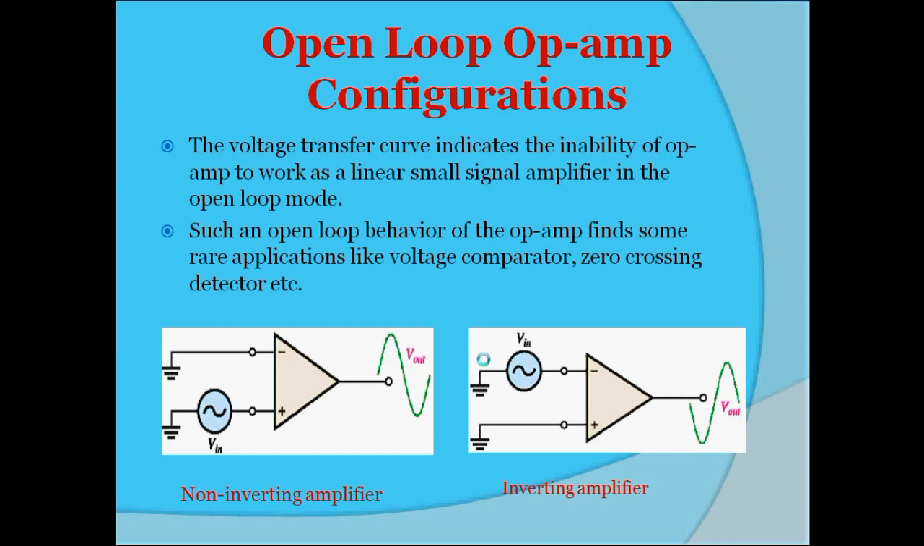We know what the voltage transfer curve indicates: the inability of the op-amp to work as a linear small signal amplifier in the open loop mode. Such open loop behavior of the op-amp finds only some rare applications like voltage comparators and zero crossing detectors. Only such rare applications we can perform with the help of open loop configurations of the op-amp. So we'll see how this open loop configuration works.